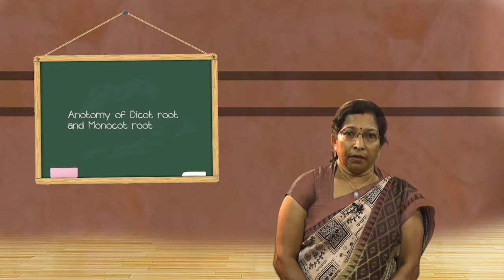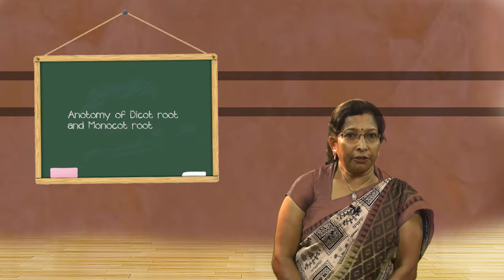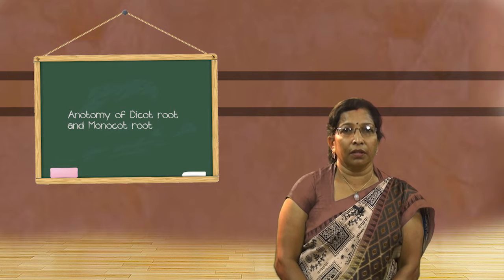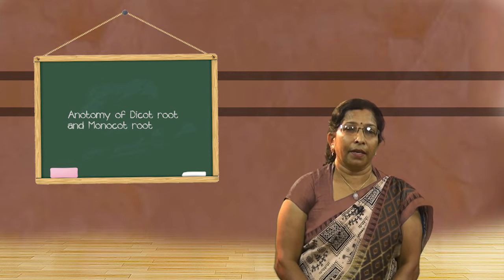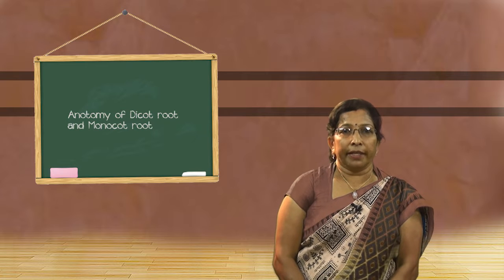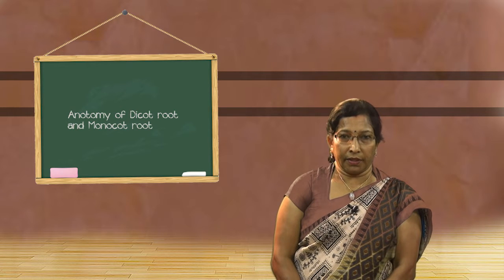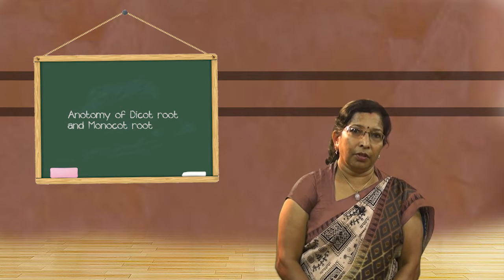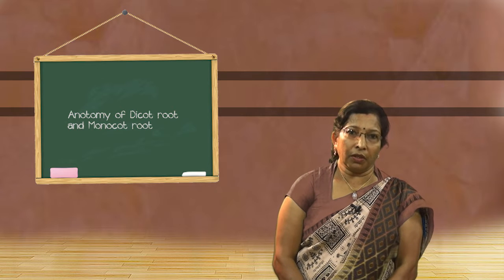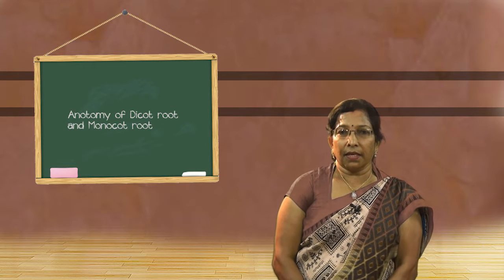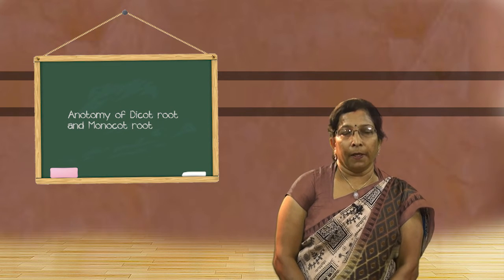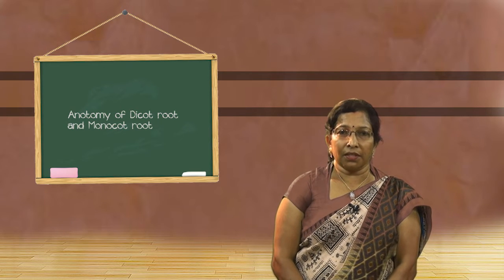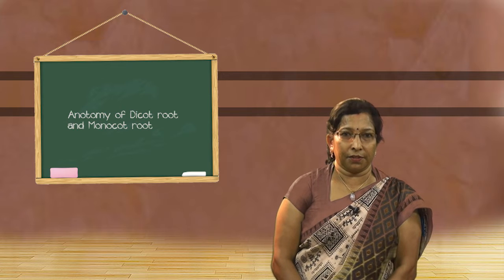In epiblemma, here and there are some unicellular extensions called root hairs, and these root hairs help in absorption of water. Next to this epiblemma there is a cortex. Cortex is made up of many layers of polygonal cells which are of parenchymatous type, and the cells are loosely arranged with a lot of intercellular space. Usually in the roots, starch is stored in the cortical cells.